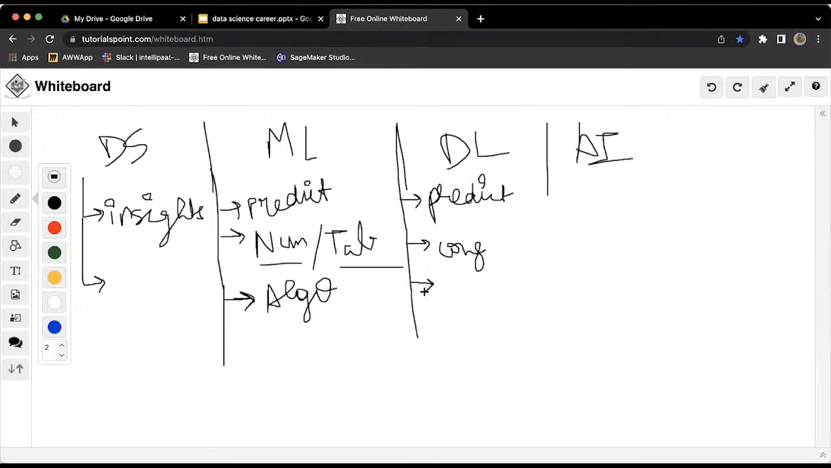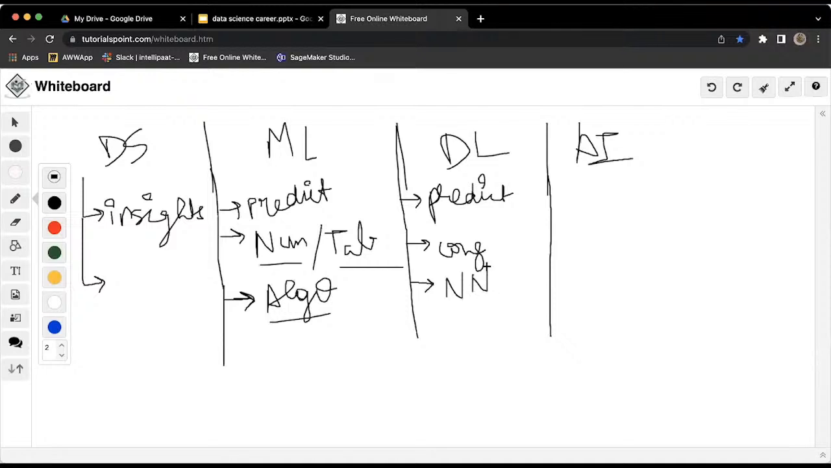It said that we will handle the unstructured part of data: the images, the videos, the speech, and this is called deep learning. Now, deep learning is not based on mathematical algorithms. It is based on how a human kid evolves. So let's say there's a small kid. How does the kid understand that this is a cat, this is a dog, right? Deep learning is built on the same neuron behavior.